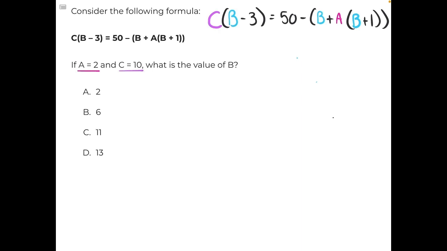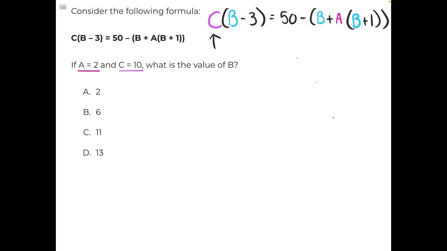Consider the following formula. If A is equal to 2 and C is equal to 10, what is the value of B? To solve this question, we're going to need to substitute the number 2 in for every value of A and the number 10 in for every value of C. From there, we can simplify to find the value of B. So let's start by doing those substitutions.